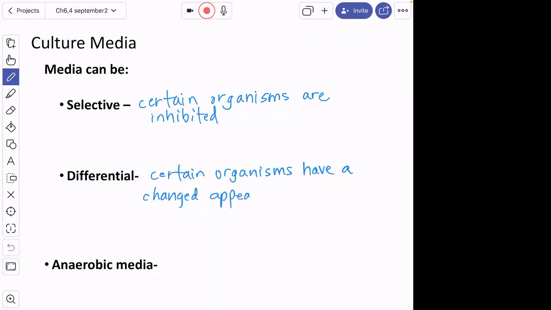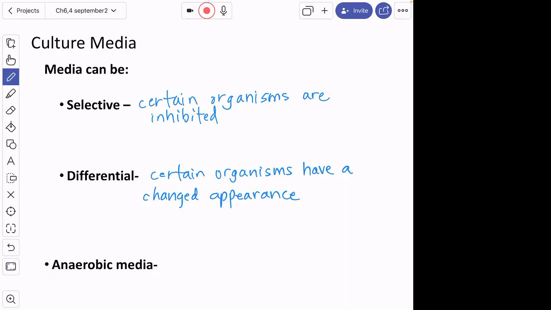Okay, and that's going to be due to something in the media. It might be a pH indicator that will turn some media or some organisms a certain color if they use a certain nutrient. It's really important to use differential media when we're trying to identify organisms, to characterize them. I'll come back to the anaerobic media in a second. Let me give you some examples.